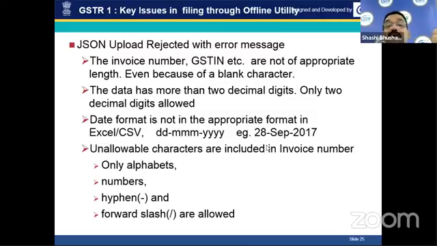The same is true about date format. The date format should be in the format acceptable to the system, that is DD-MM-YYYY, for example 28 September 2017. The invoice number should have only allowable characters, that is alphabets, numbers, hyphen, and forward slash. If you put a backward slash, we find in many cases that the JSON has been rejected. So one has to be very cautious while entering data, and it is advisable to use the template that we have provided, with the validation checks, rather than your own template.